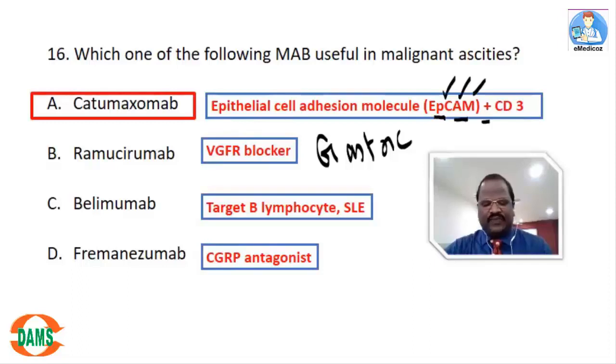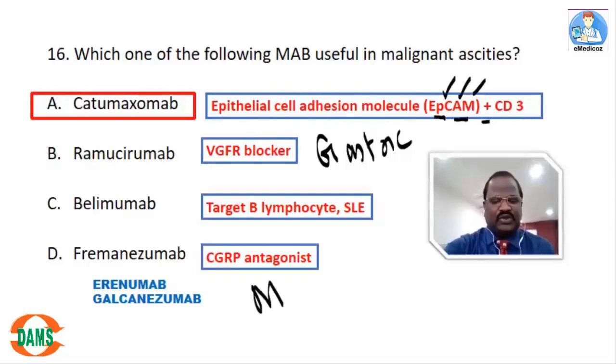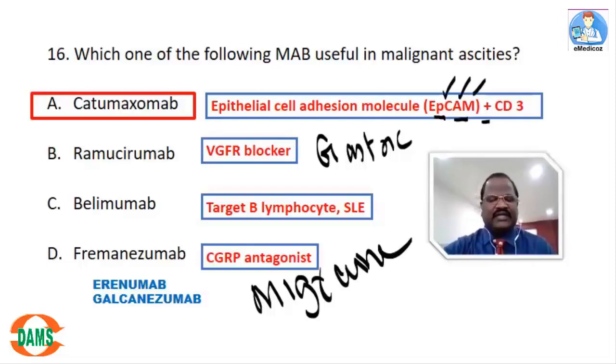Here is an important question. Other CGRP antagonists useful for migraine include erenumab and galcanezumab. All are useful for migraine. CGRP, calcitonin gene related peptide antagonists. Drug names: fremanezumab, erenumab, galcanezumab.